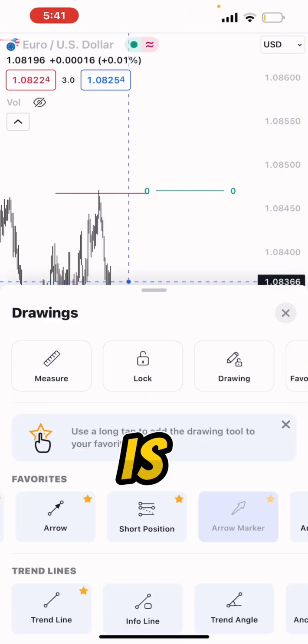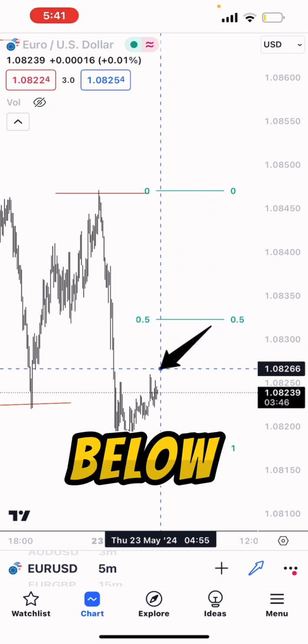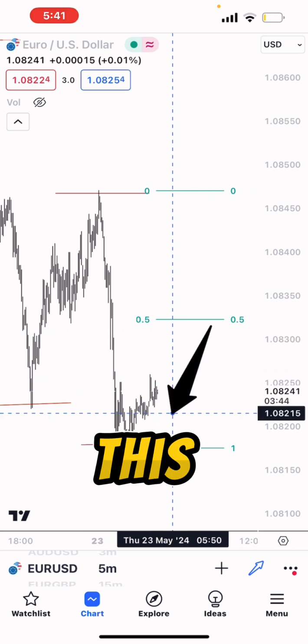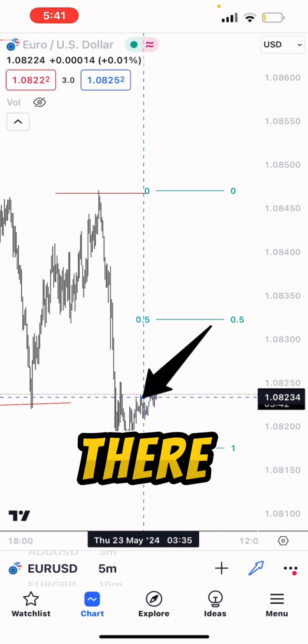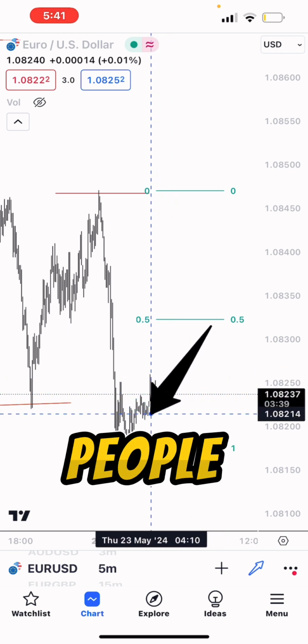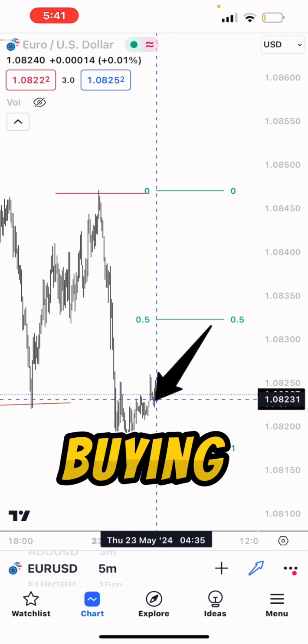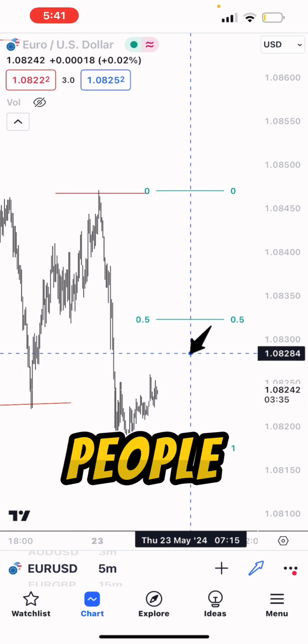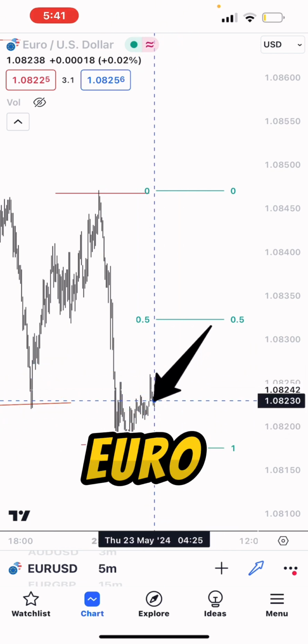Price right now is below even. Price right now is below that green line, and this means that prices are at a discount. They're cheaper. They're cheap. So people are buying here because they're thinking this is a dip. People are buying here. So this is where Euro USD is cheap.